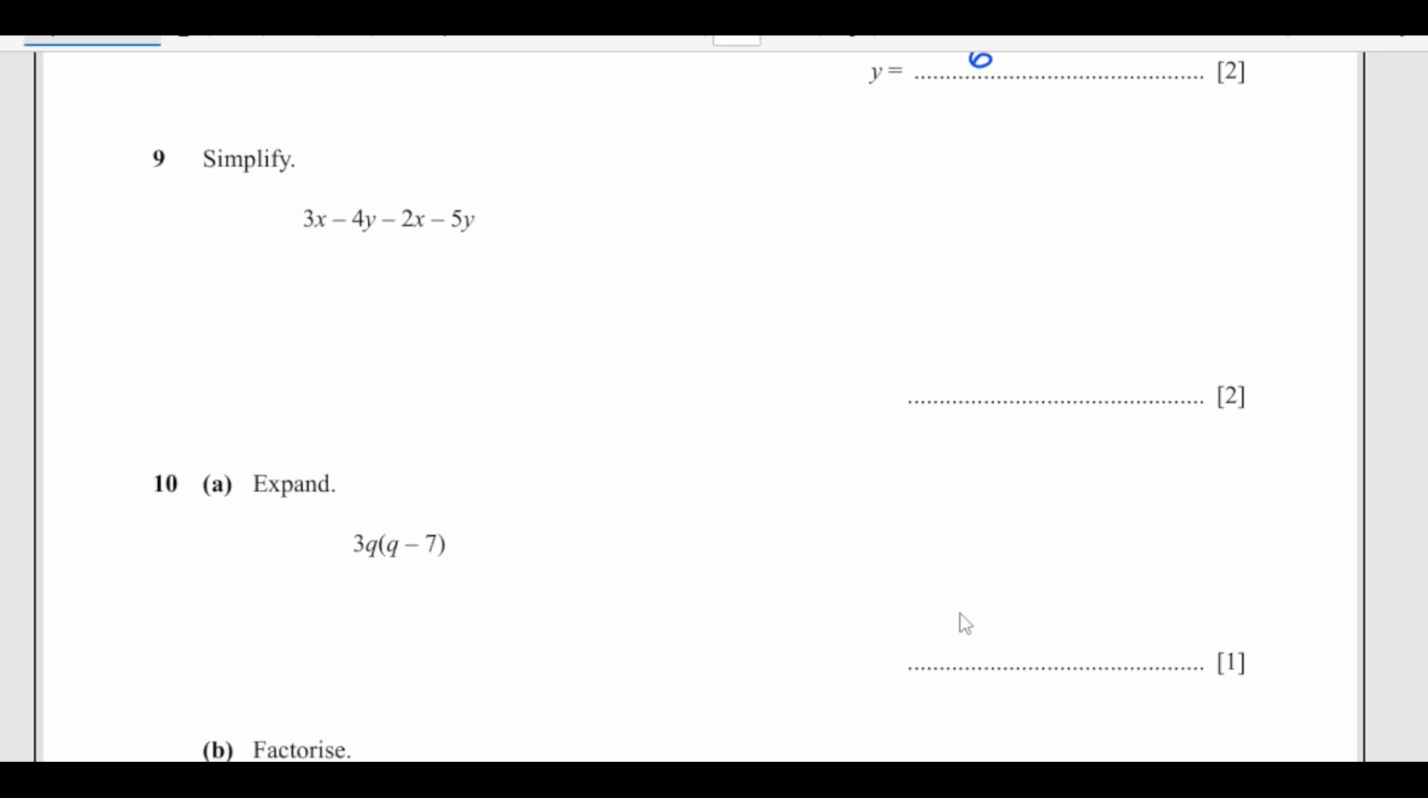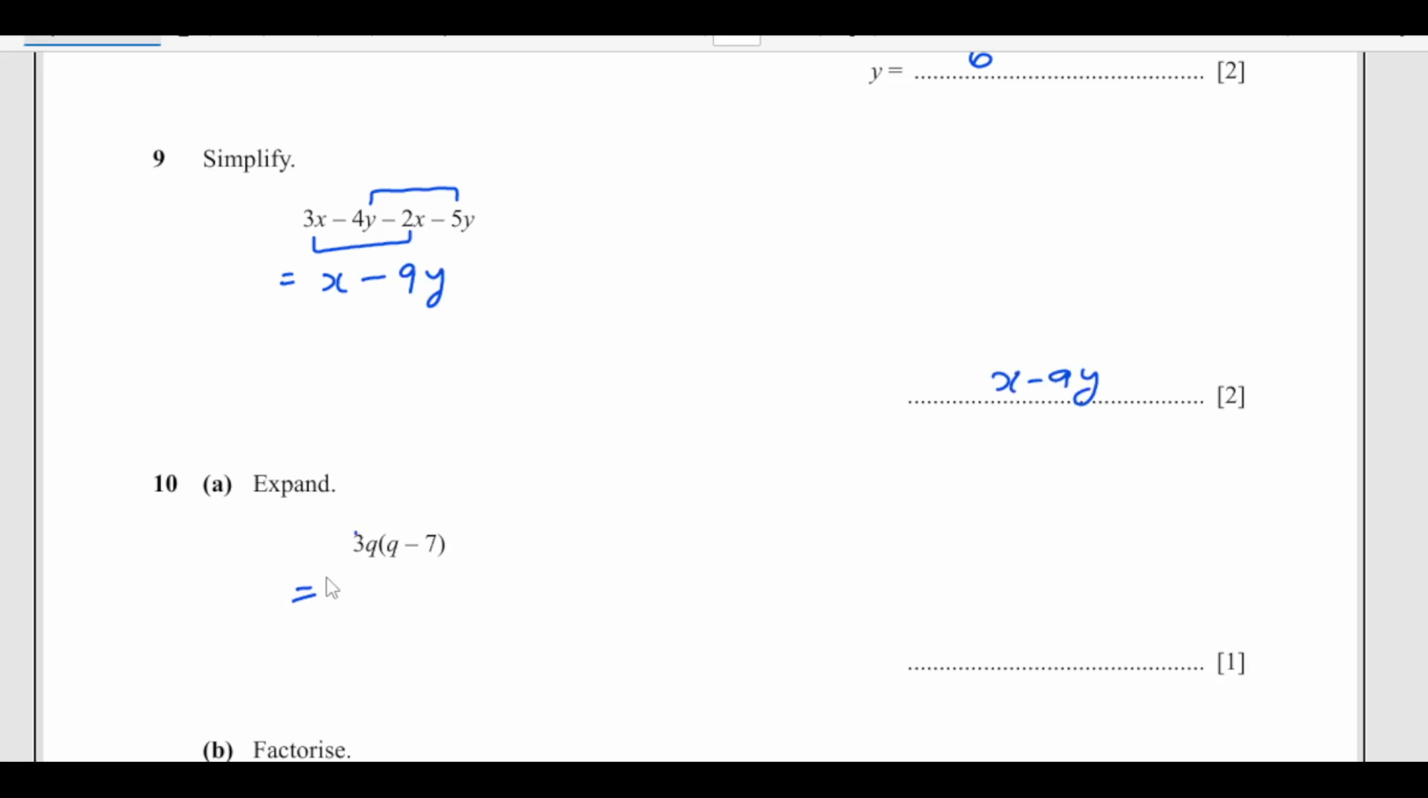Number 9, simplify 3x minus 4y minus 2x and minus 5y. We are just combining the like terms here. So 3x minus 2x is x, minus 4y and minus 5y are both negative, so we are going to add. So this is 9y. So x minus 9y, right?